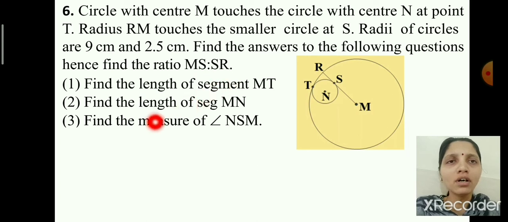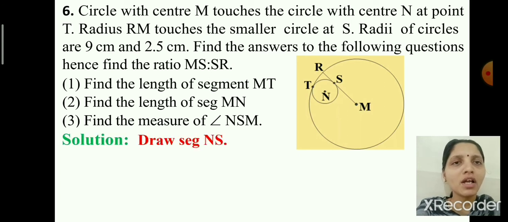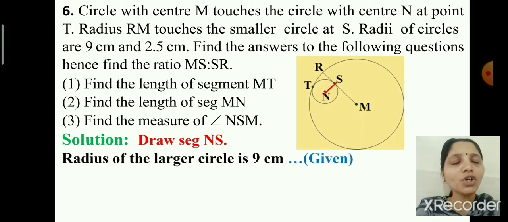So here you have to find 4 values. First one, find the length of segment MT. Find the length of segment MN. Find the measure of angle NMS, and also you have to find ratio of MS is to SR. Okay, so let's start with the solution. Draw segment NS. So here we are going to draw segment NS. So what you can write here?